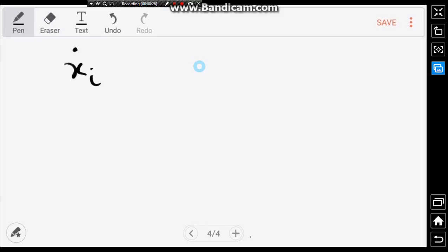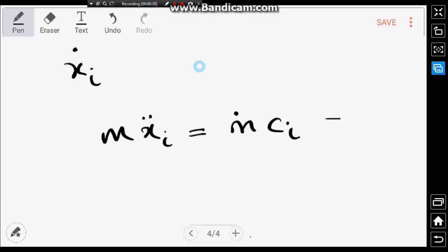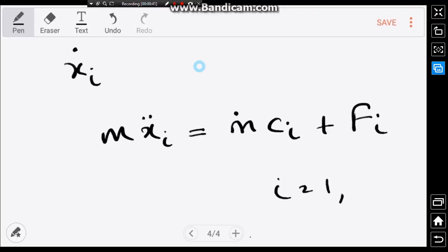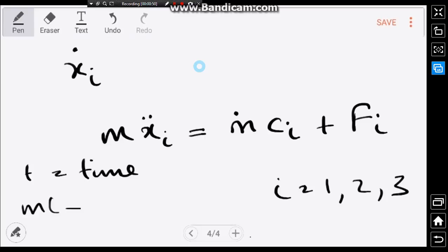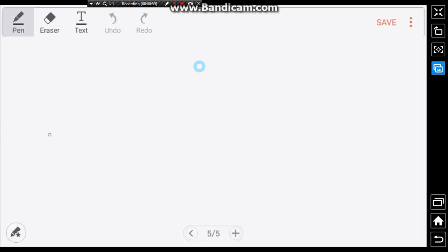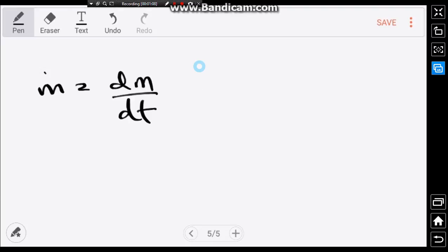The differential equation of the rocket motion can come up as m times the double derivative of the position variable xi is equal to m dot ci plus fi, for i equal to 1, 2 or 3. Now we have t equal to the time, and m of t equal to the mass at time t, and we have m dot equal to dm by dt, that is the rate of the burning of the fuel.